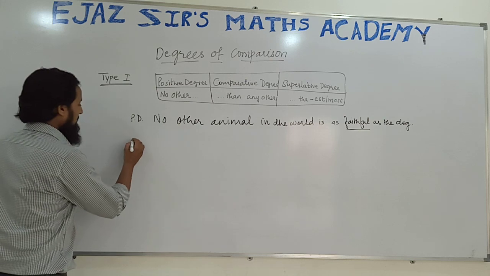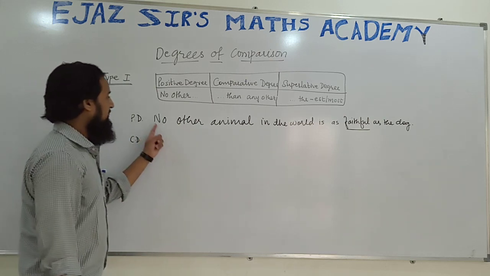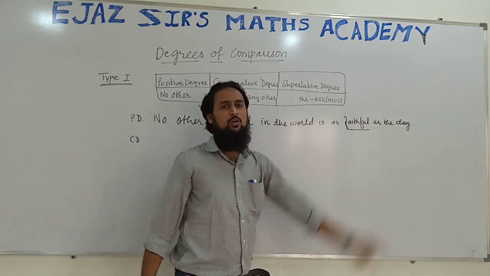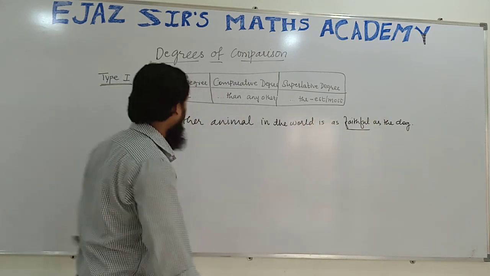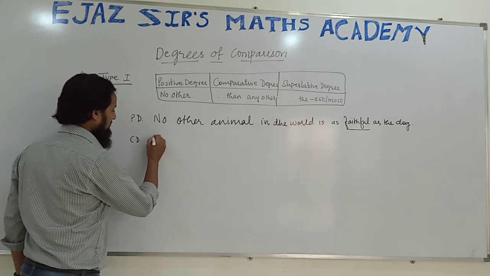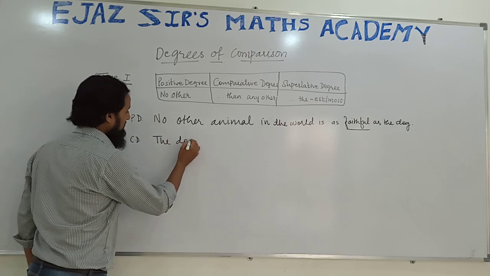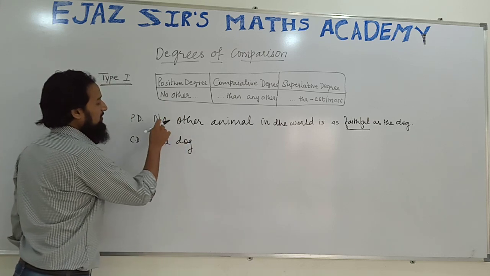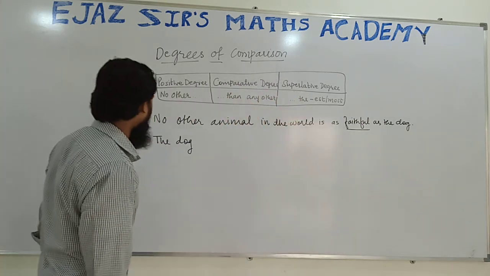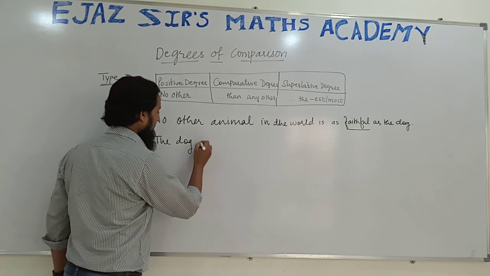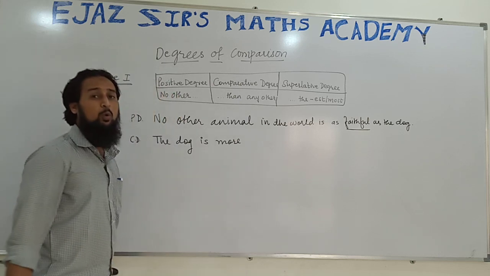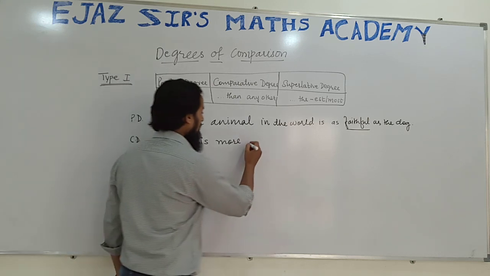Okay. See, it's comparative degree. What is the meaning? No other animal in the world is as faithful as the dog. The meaning must not change. Let us see how we will change it. No other animal in the world is as faithful as the dog. And its comparative degree will be the dog is. What is the comparative degree of faithful? More faithful. The dog is more faithful.